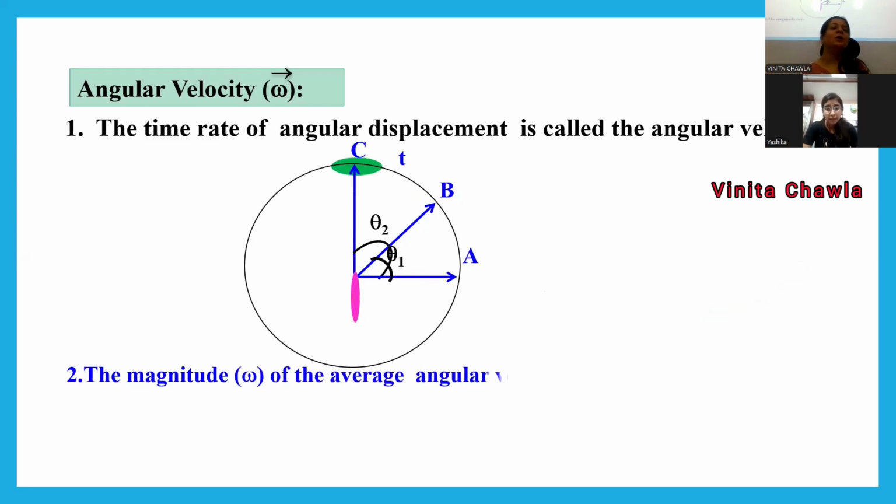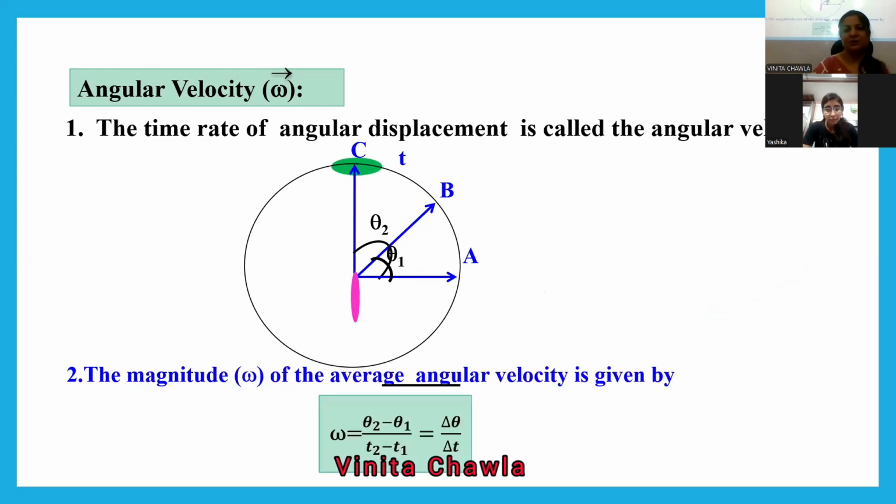Now, the magnitude omega is the average angular velocity. The magnitude omega of the average angular velocity is given by this. As we write average velocity v as s2 minus s1 upon t2 minus t1, in the same way, we can write for average angular velocity. जैसे हम average velocity के लिए लिखते हैं ना s2 minus s1 upon t2 minus t1, ऐसे हम average angular velocity के लिए भी लिख सकते हैं. So magnitude omega of the average angular velocity is given by del omega. It is theta2 minus theta1 upon t2 minus t1.